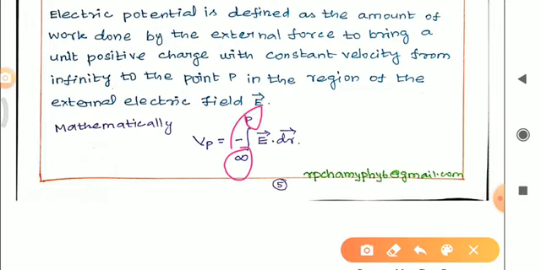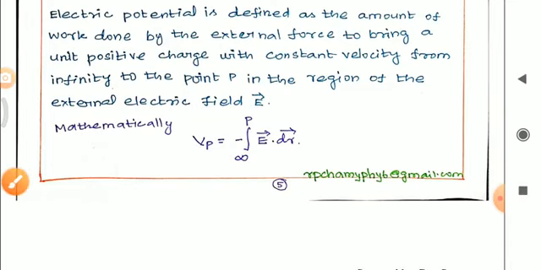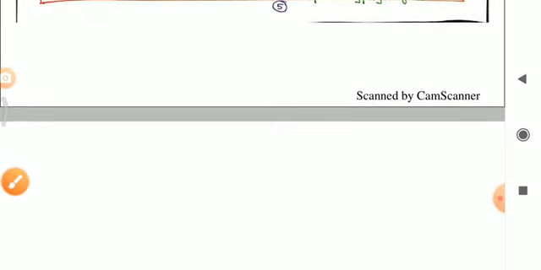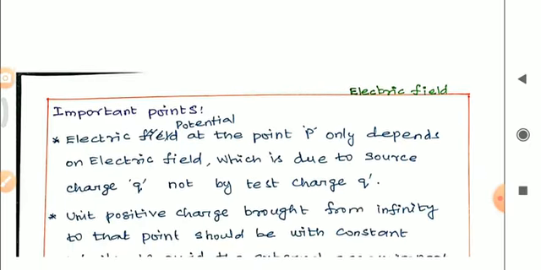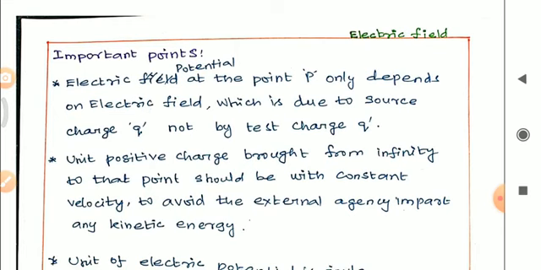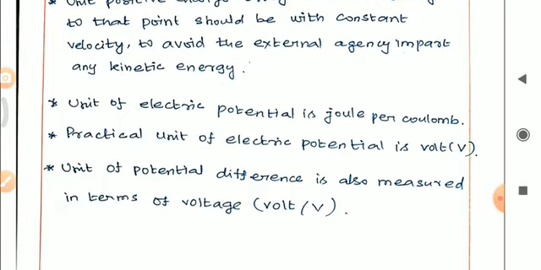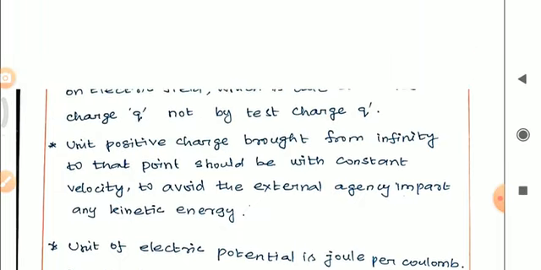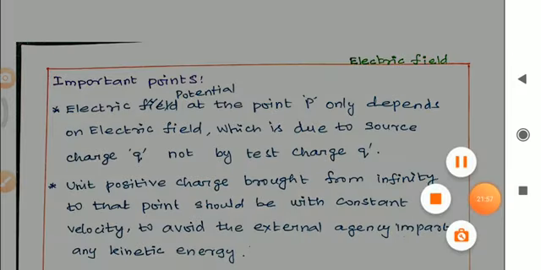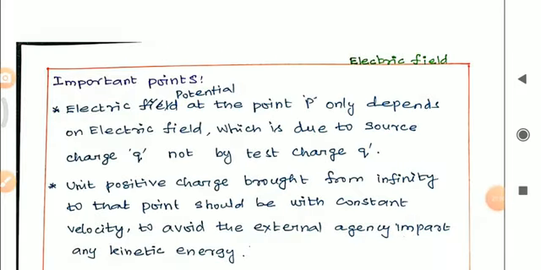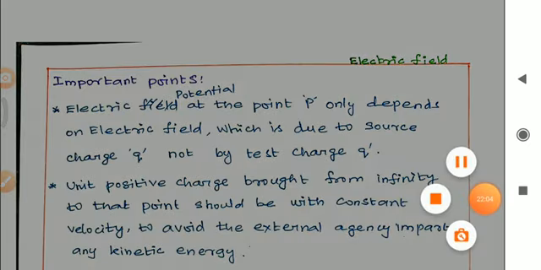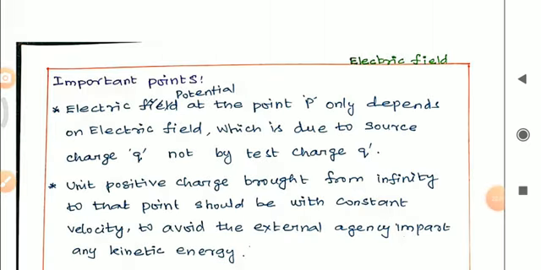From this topic, we can expect two mark questions: one is define electric potential and another is define electric potential difference, and a 5 mark question, derive an expression for the electrostatic potential energy. Are you clear? The next important topic is electric potential due to a point charge. It is also a very important 5 mark question. Now we can discuss the electric potential at a point due to a point charge.